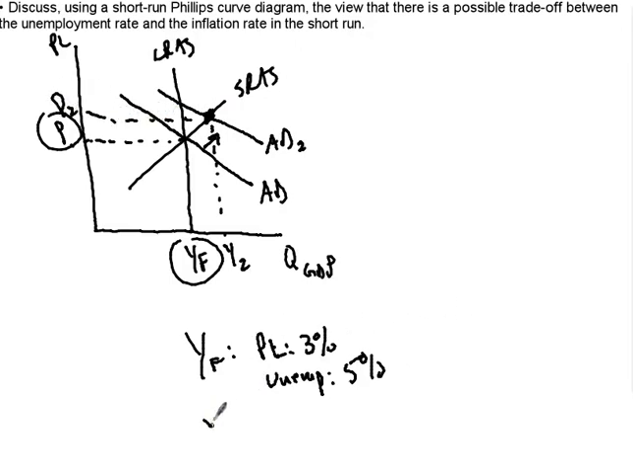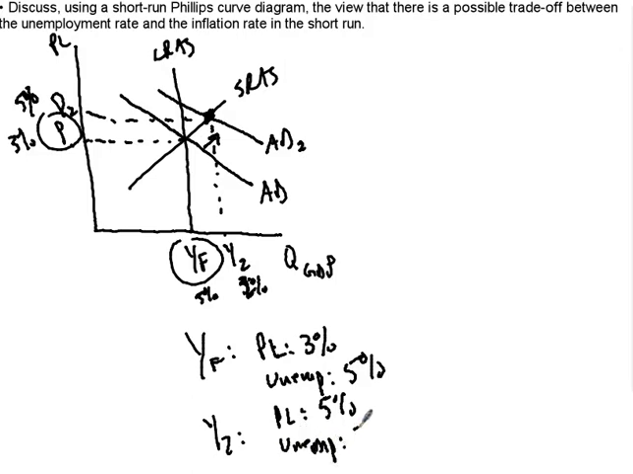At Y2, we notice that the price level, and we'll just make up a number, if this is 3%, we'll say this is 5%. So the price level might be 5% because it's gone up here. And the unemployment rate, if this is 5% here, then we'll say that this might be 2%. Unemployment might have dropped to 2%. And so you can see that as the inflation rate went up here from 3 to 5, we had a decrease in unemployment.